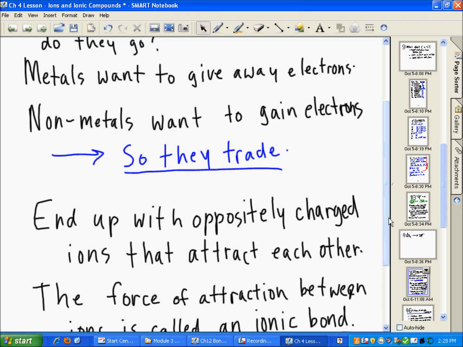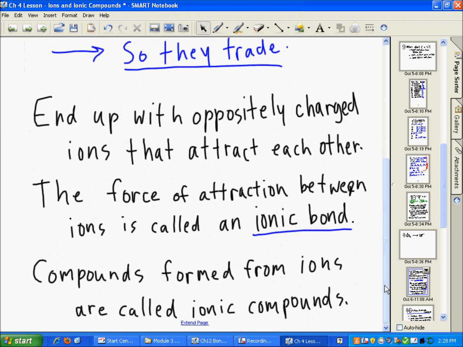So you might have a sodium atom wanting to lose an electron, and it'll give up its electron. And if you happen to have a chlorine atom around wanting to gain an electron, they'll do a trade. So you end up with positively and negatively charged ions that attract each other, and that force of attraction between them is called an ionic bond. And compounds formed from ions are called ionic compounds.